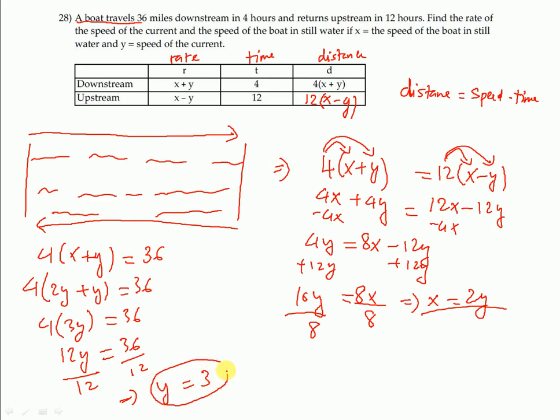Now y equal 3. Once I have y, I can solve for x. y equal 3, so 2 times 3, x is 6. So one is 6, the other one is 3. So x equal 6 is the speed of the boat in still water, and y equal 3 is the speed of the current.